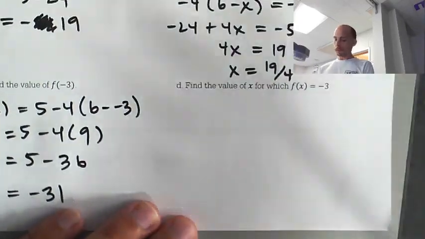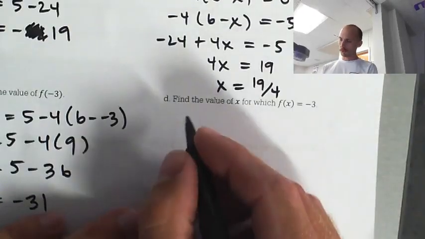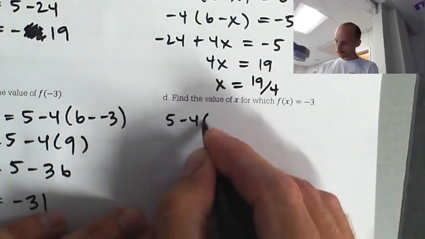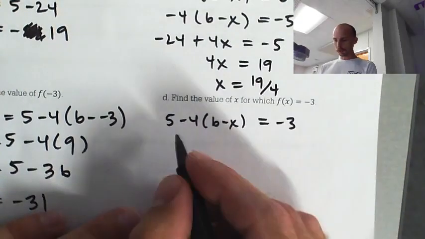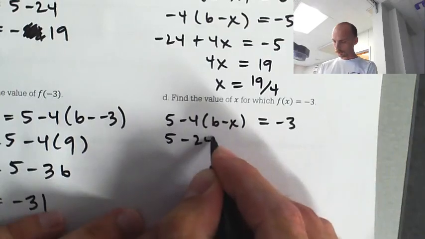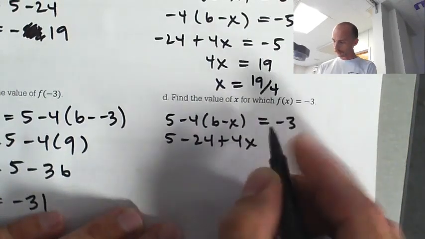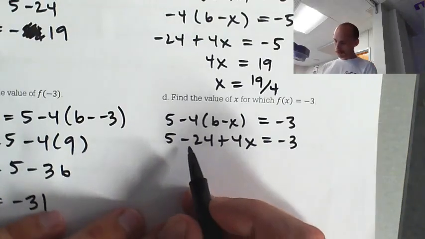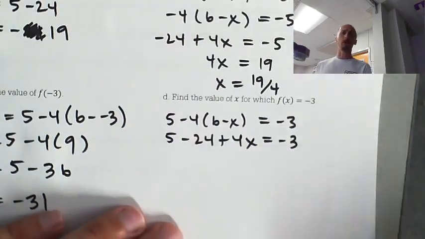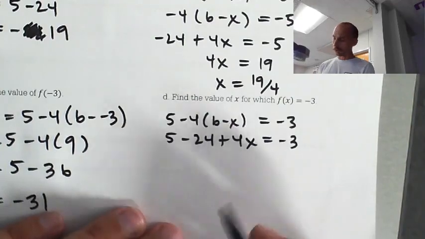Now, find the value of x for which f of x equals negative 3. So it's just like before, we're just going to replace the 0 with a negative 3. So 5 minus 4 times 6 minus x is going to equal negative 3. Maybe I'll distribute first this time. 5 minus 24 plus 4x equals negative 3. And then maybe I'll get rid of the 5 and the 24 together, rather than trying to do this arithmetic that I keep stumbling over.